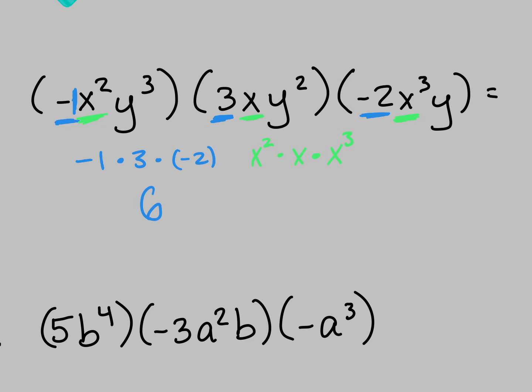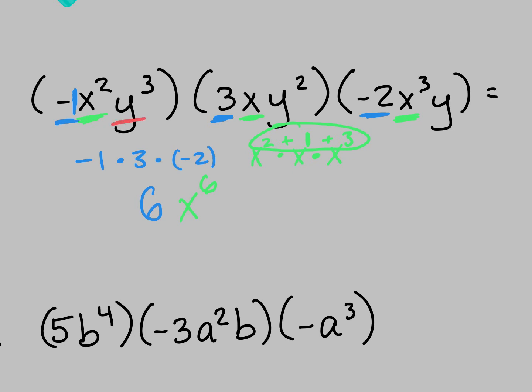What's the exponent on that middle x? 1. Remember, if nothing's written there, it's an exponent of 1. What do I do to the exponents? Add them together. So 2 plus 1 plus 3 is 6. So it would be x to the 6th power.